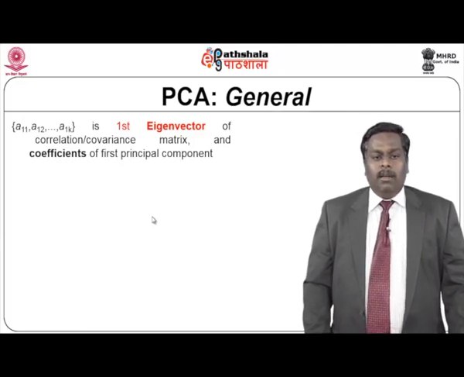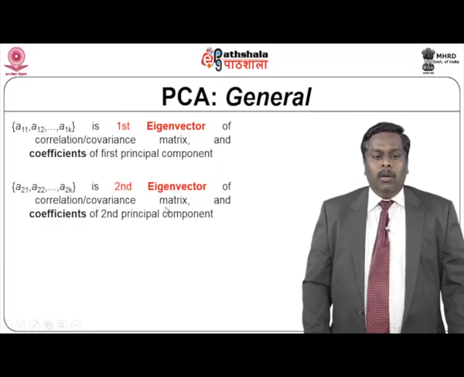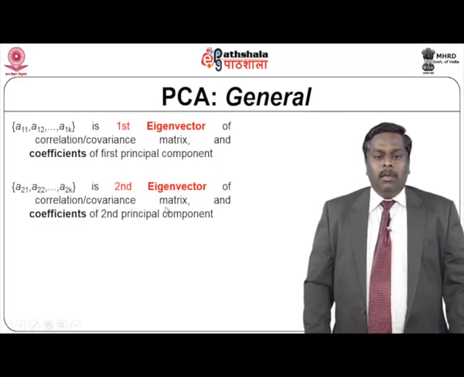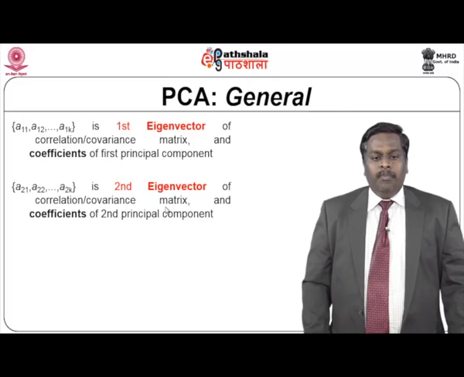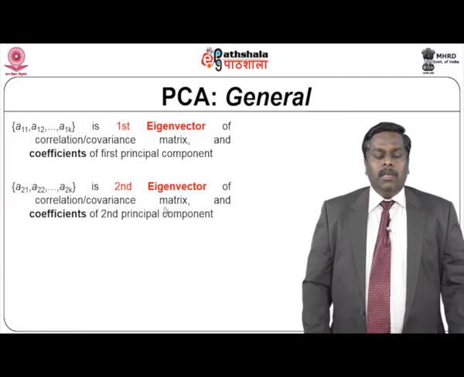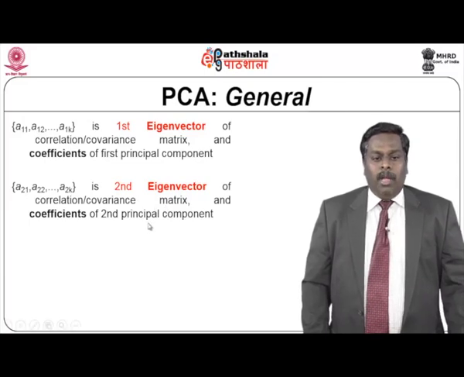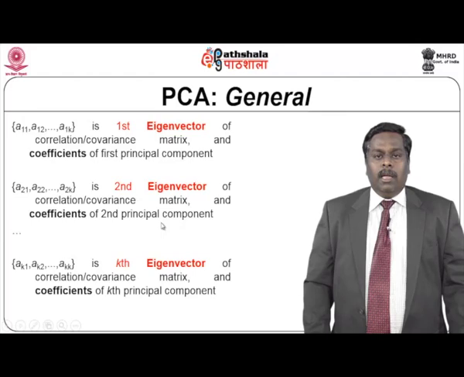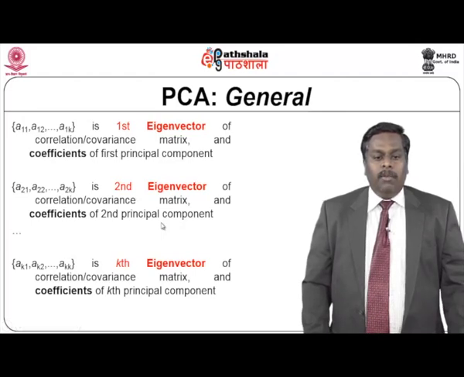Similarly, the values a21, a22, a2k indicate the second eigenvector which is derived from the original correlation or covariance matrix, and the coefficients of the second principal component. And therefore, the last, that is the kth eigenvector, will be associated with its coefficients ak1, ak2 till akk, which indicates the kth principal component. So, every eigenvector is going to indicate a specific vector which highlights a variance along a specific dimension.